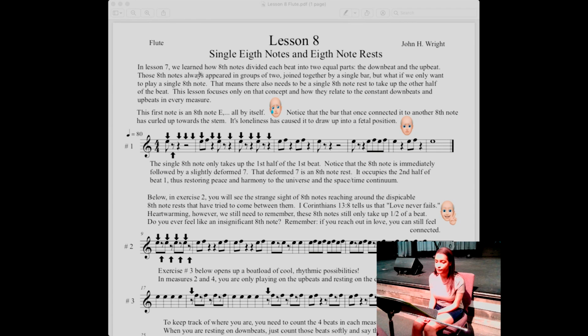In Lesson 7, we learned how eighth notes divide each beat into two equal parts, the downbeat and the upbeat. Those eighth notes always appeared in groups of two joined together by a single bar, like right here. These two eighth notes are joined by a single bar. This one occurs on the downbeat. This one occurs on the upbeat. But what if we only want to play a single eighth note?